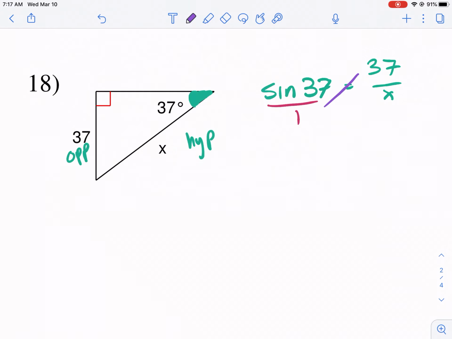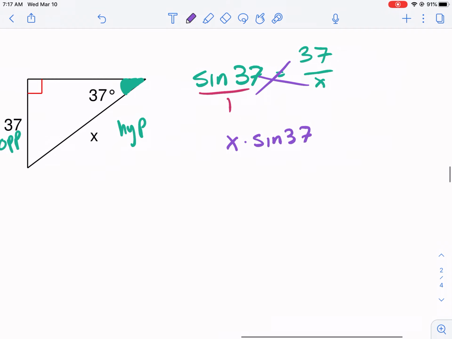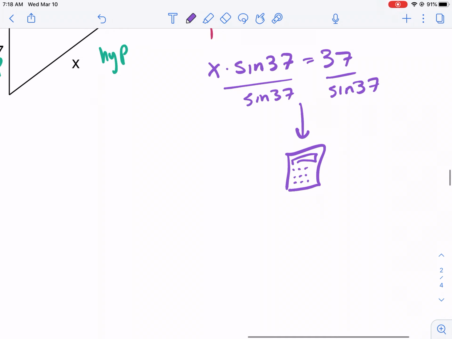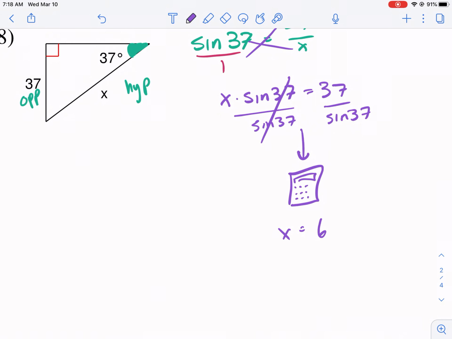So now I cross multiply 37 times 1, sine of 37 times x. X times sine 37, I like to put the x first, so it doesn't look like it's 37x or whatever. x sine 37 equals 37. I divide both sides by sine 37, and this is where my calculator comes in handy. Type it into your calculator, however your calculator works, and we get x equals 37 divided by sine 37. And I get 61.5 rounded.